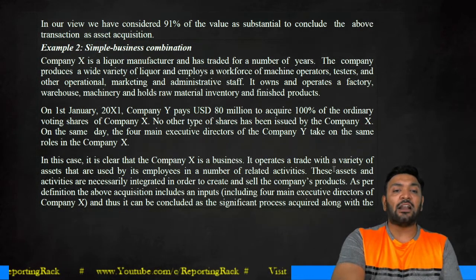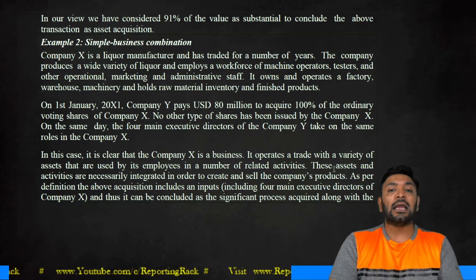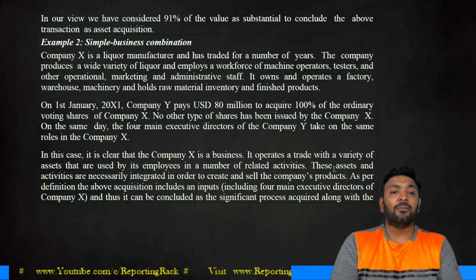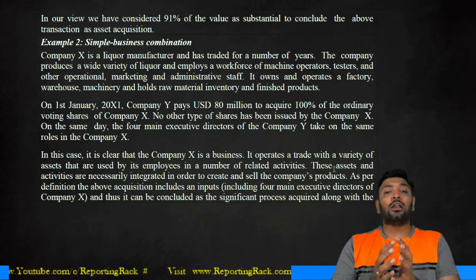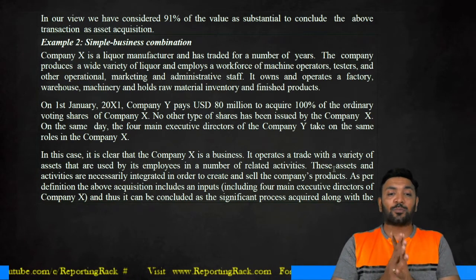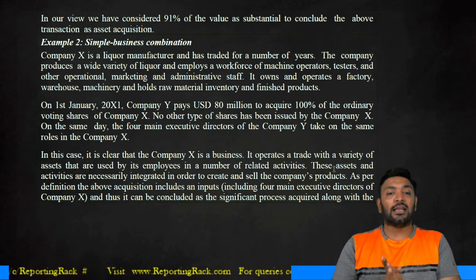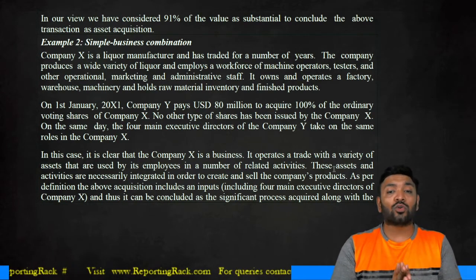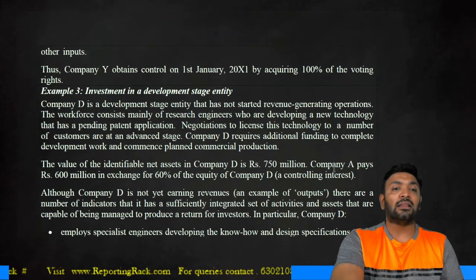It operates in trade of a variety of assets and is used by its employees in a number of related activities. These assets and activities are necessarily integrated in order to create and sell the company's products. As per the definition in the above acquisition, it includes inputs. Thus, it can be concluded that a significant process was acquired along with other inputs.